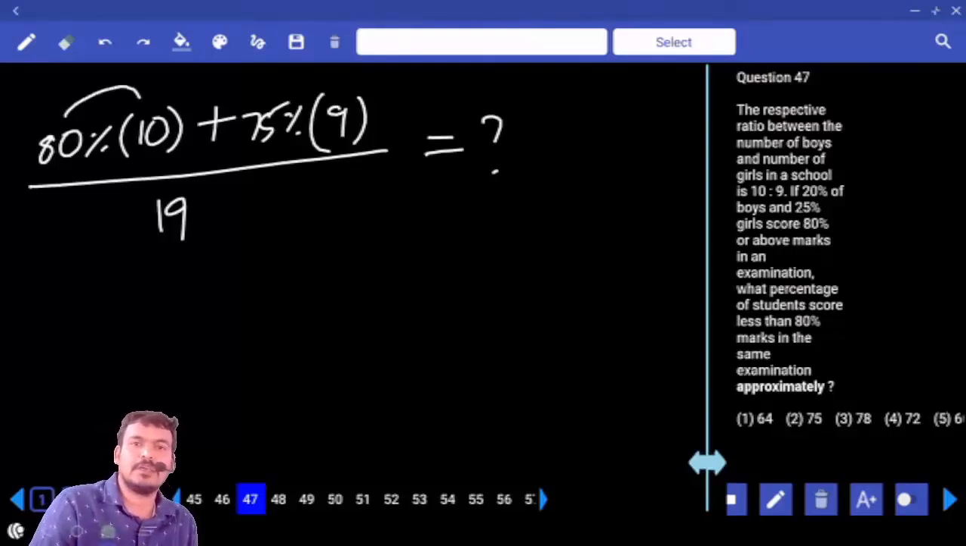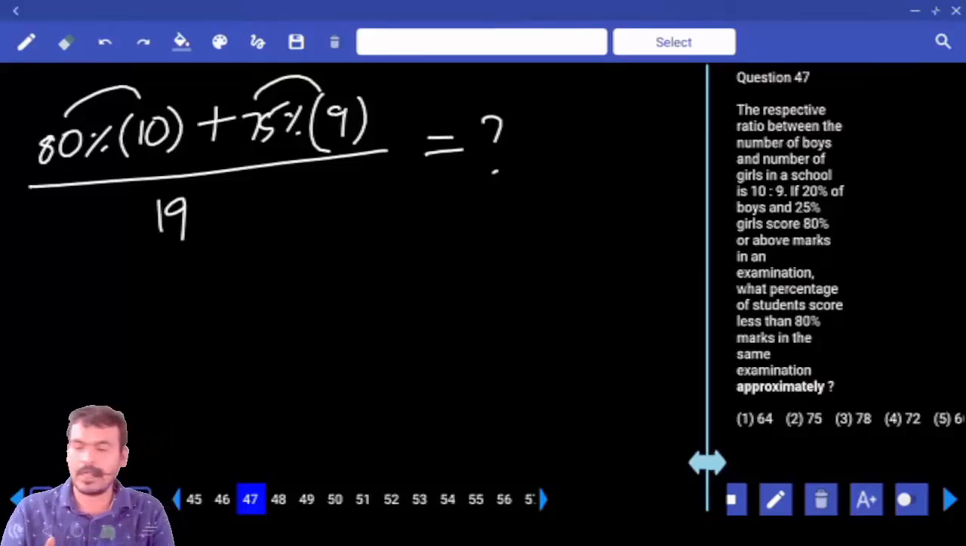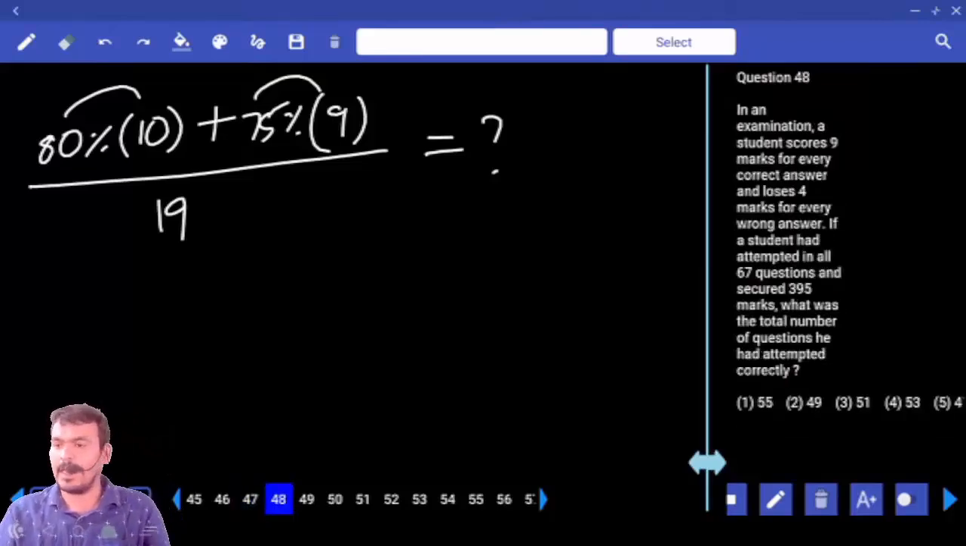80% of 10 means it is 8. 75% of 9 means it is some value or not? Both are adding by 19. Okay. Next question number 48.